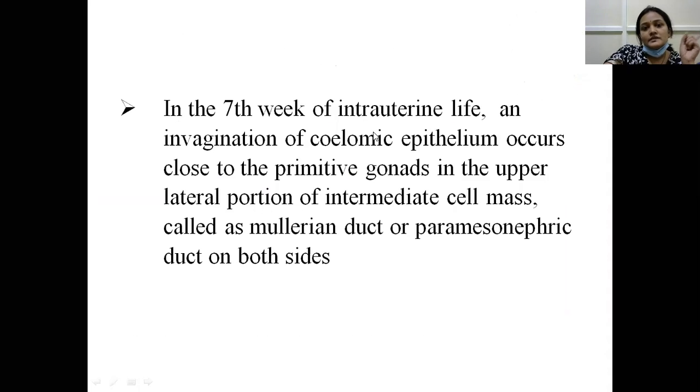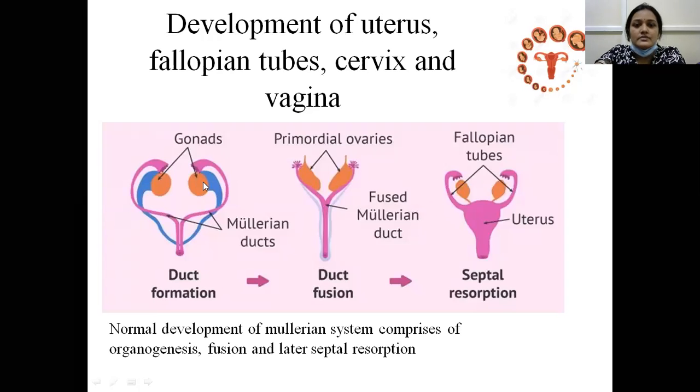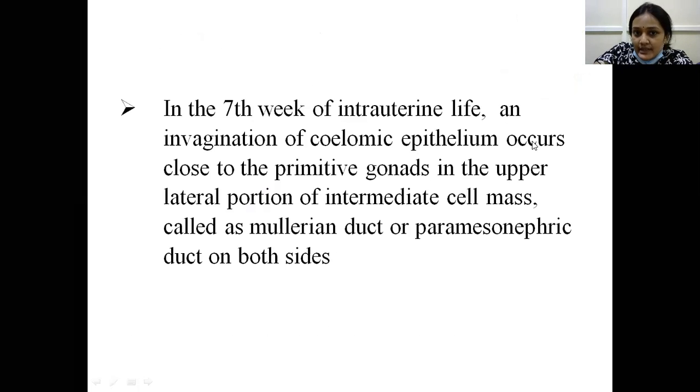From the 6th week, the ovaries start developing. But in the 7th week of intrauterine life, an invagination of coelomic epithelium occurs close to the primitive gonads, in the upper lateral portion of the intermediate cell mass, called the Mullerian duct or the paramesonephric duct, on either side. Why is it called the paramesonephric duct? Because it is on either side of the mesonephric duct or the Wolffian duct, which undergoes regression in a female.